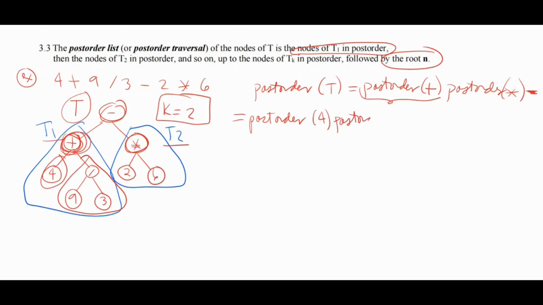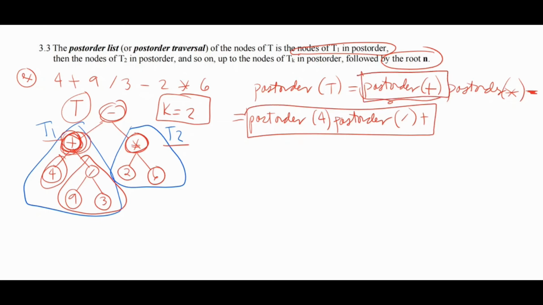So post order of division, and lastly followed by the root of t1, which is plus. So this is the post order of plus, the answer for this part. And then for the post order of multiplication, it is the post order of 2, the post order of 6, and lastly, the root of t2, which is multiplication.